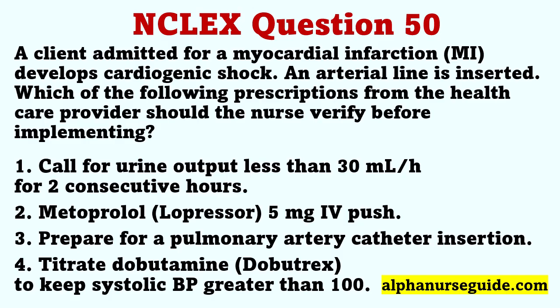The correct answer is 2. Metoprolol 5 mg IV push. Metoprolol is indicated in the treatment of hemodynamically stable clients with an acute MI to reduce cardiovascular mortality. Cardiogenic shock causes severe hemodynamic instability, and a beta blocker will further depress myocardial contractility. The metoprolol should be discontinued.